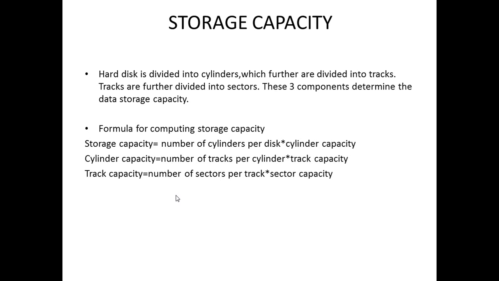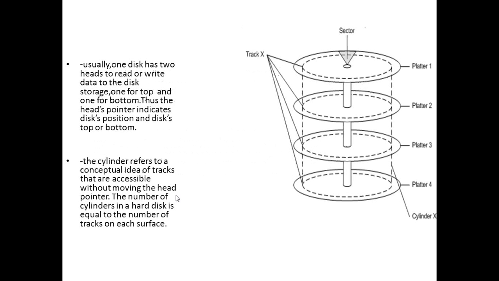The next attribute of a hard disk is storage capacity. Hard disk is divided into cylinders, which are divided into tracks. Tracks are further divided into sectors. These three components determine the data storage capacity. As we saw in the previous slide, this column represents the cylinder, and this is the sector, and this is the track. These three attributes contribute to the storage capacity.